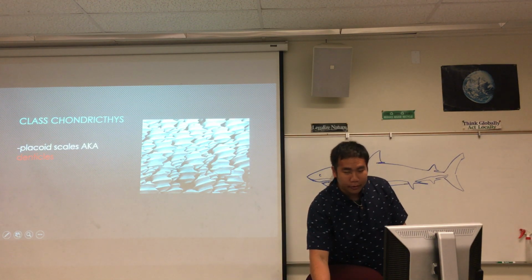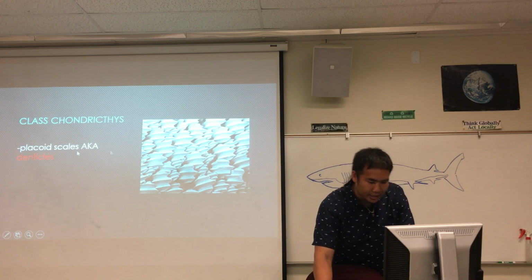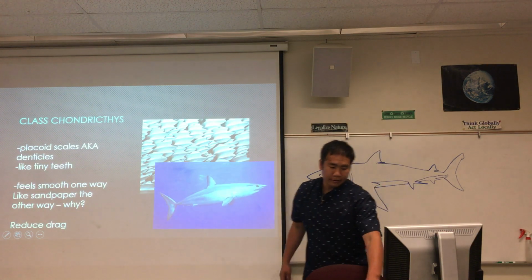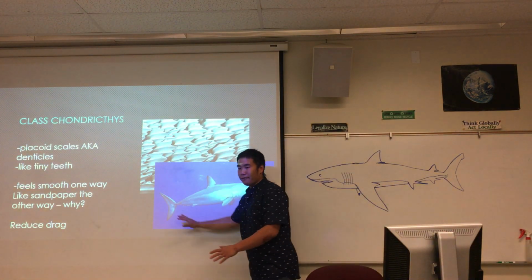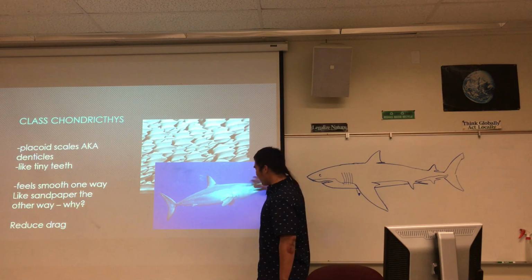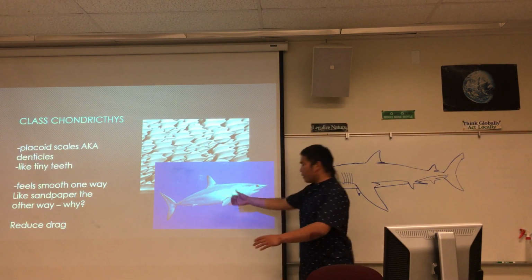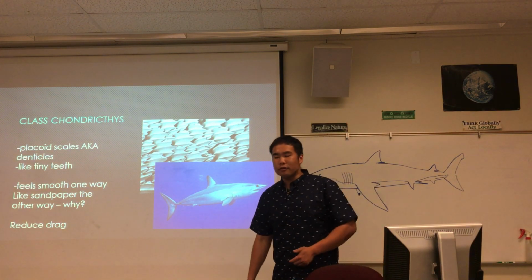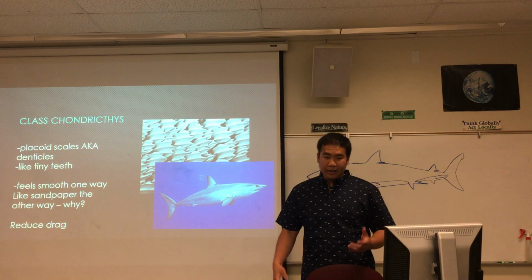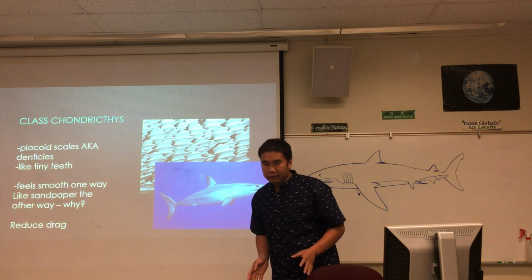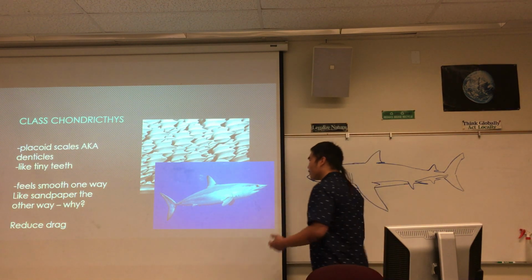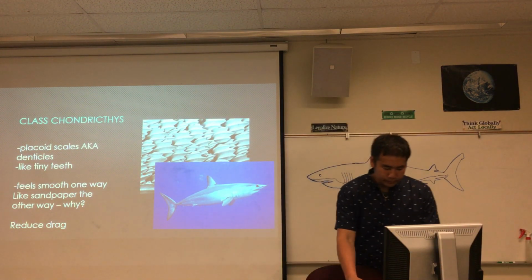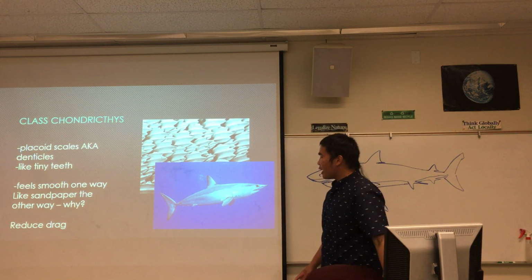So since it feels smooth going this way, if the shark is moving this way instead of this way, then it is going to be faster, right? Like the shortfin mako here, the fastest shark, it has its denticles facing this way so that when it swims forward, there's less drag, okay? What's drag? It's a frictional force between the water or air and your body, or your vehicle. So you reduce drag, less friction, and it can go faster. So there you go. That's denticles for you guys.